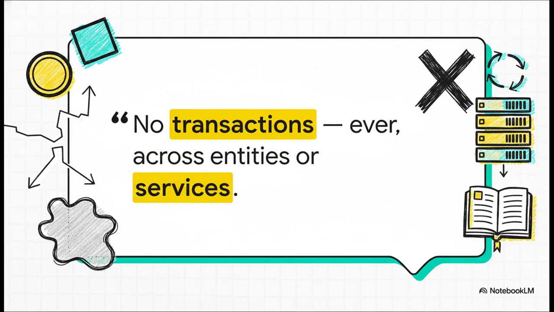It's a hard and fast rule that basically forces us to throw out the old playbook. In a distributed world, you just can't atomically write to a bunch of different places at once. And that means we have to design our systems with a completely different mindset from the get-go.